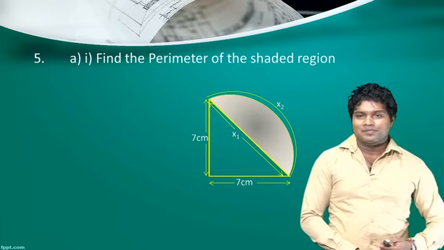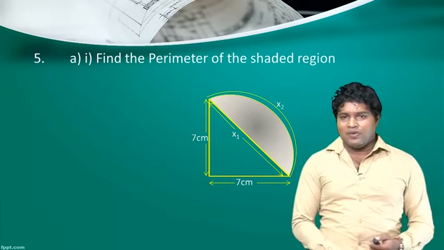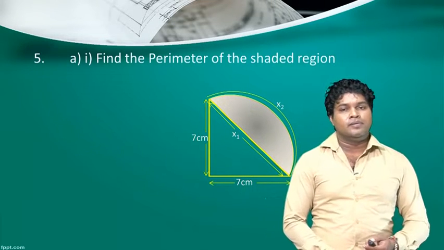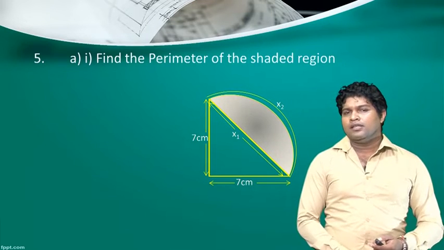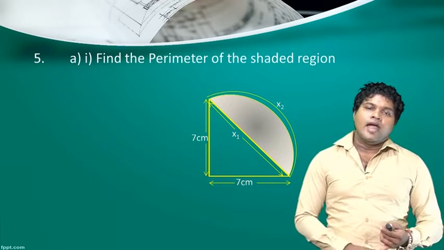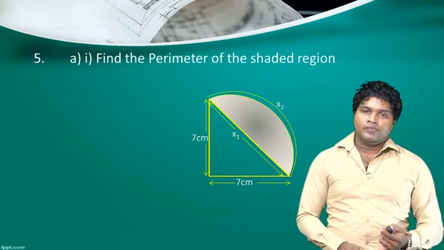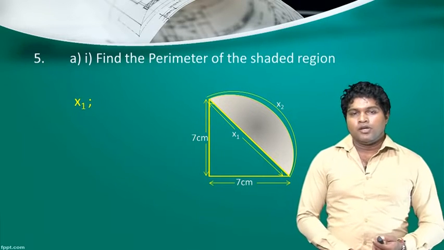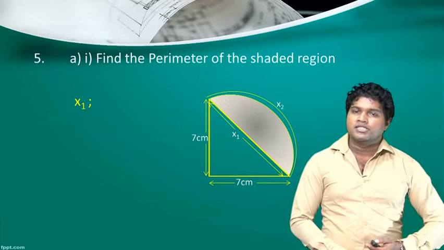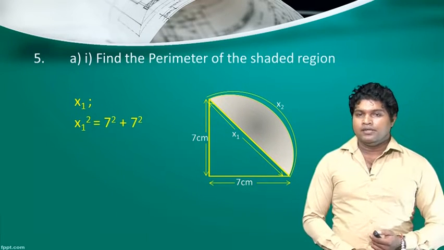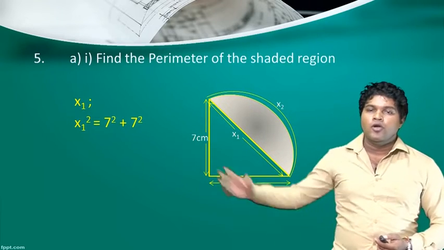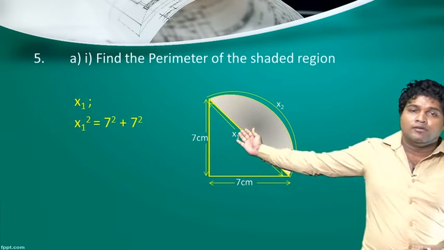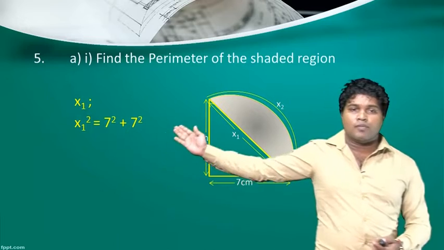Okay, what is the easy one? To get x1, a straight length in a right angle triangle given, and x2 is an arc length. One by one, we have to calculate x1 and x2 all together. To find out x1, we can use the Pythagoras relationship, you know. Then x1 squared equals 7 squared plus 7 squared, because 7 and 7 are the two adjacent sides of the right angle triangle. x1 is the hypotenuse. So x1 squared equals 7 squared plus 7 squared.